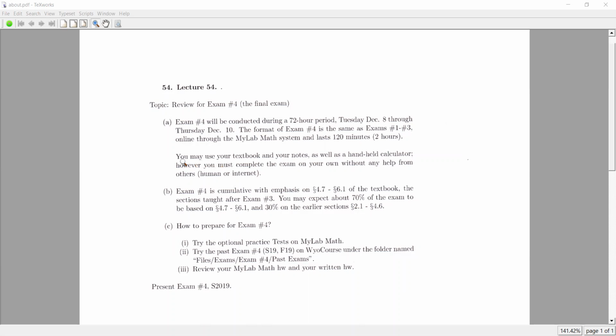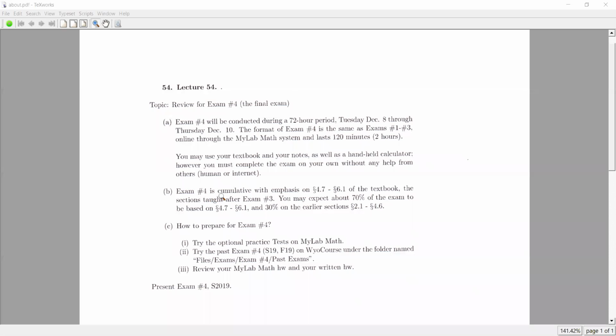About exam 4, you can use your textbook, your notes, and also a handheld calculator. However, you must complete the exam on your own without any help from others.